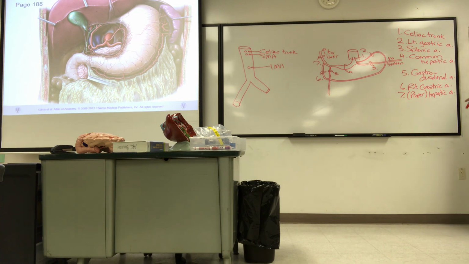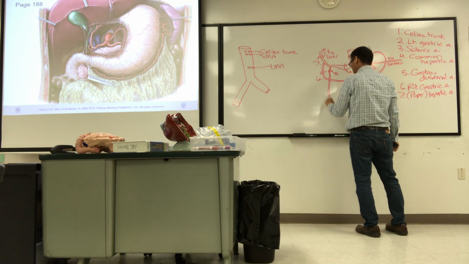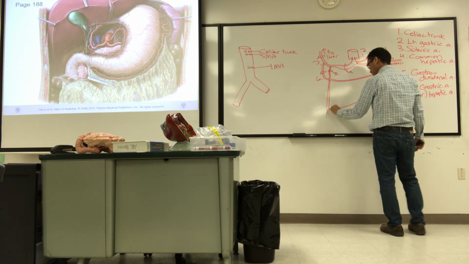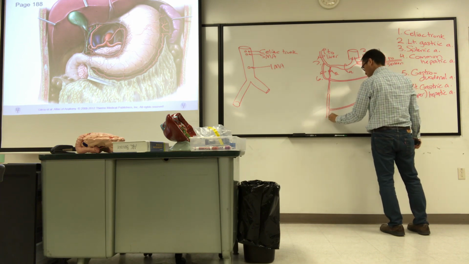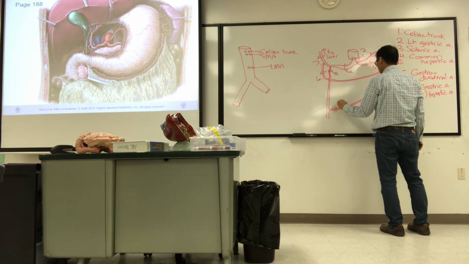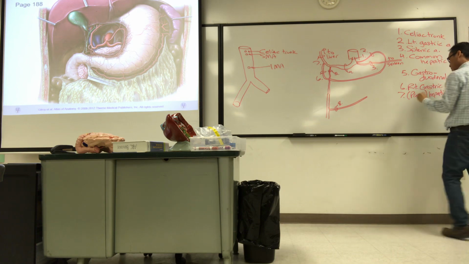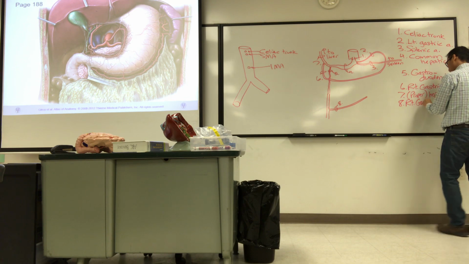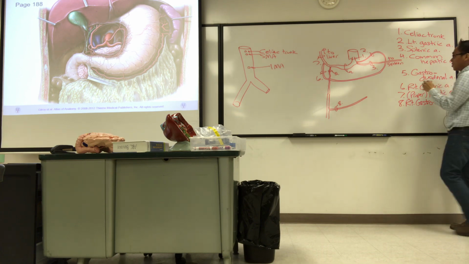Now there's a couple more. There's one branch on the right side. It's going to follow the greater curvature of the stomach. It's coming off of the gastroduodenal, number 8. It's the right gastroomental artery. And it's going to anastomose with the one on the left.